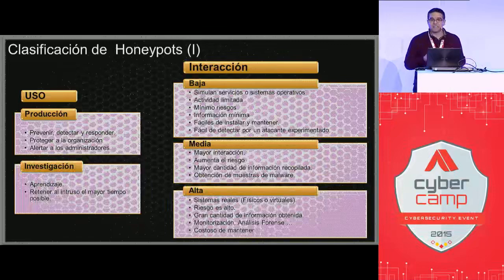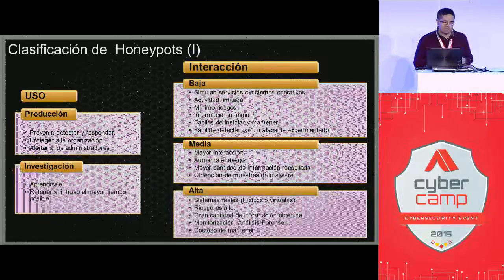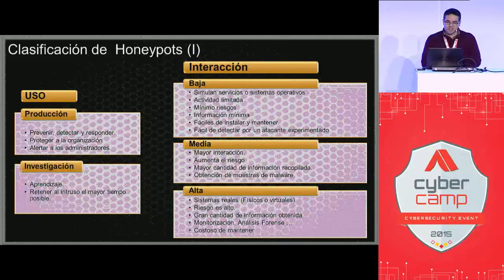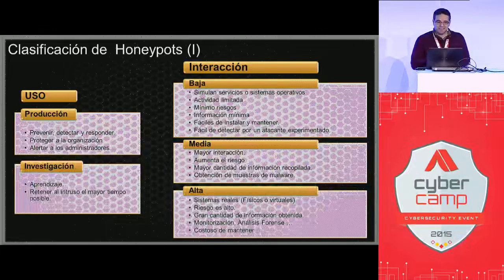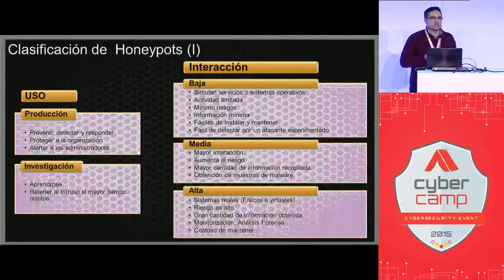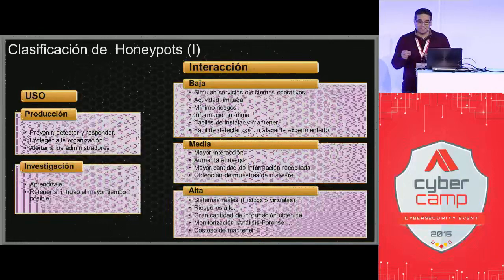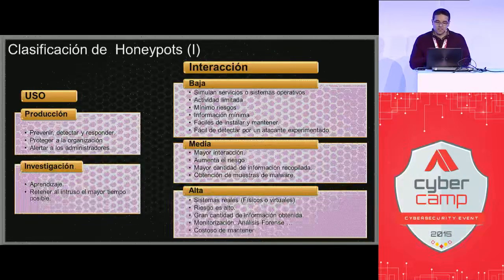Medium interaction, higher risk, and then we obtain more information. And then high interaction. High ones may be physical or real, or virtual, so the risk will also be high. What's important here is to remember that we have to monitor that all the time, so that we prevent other equipment in our infrastructure from also being attacked.